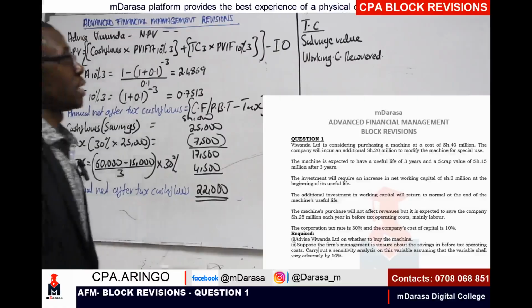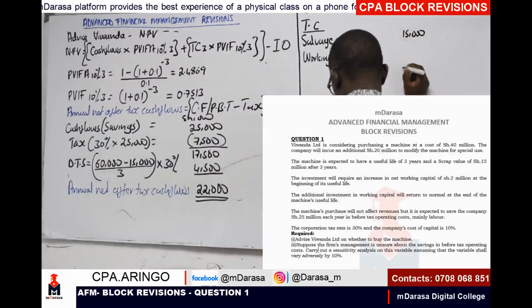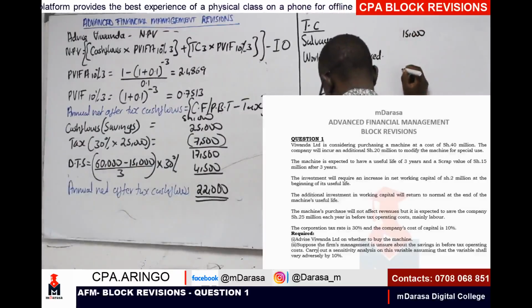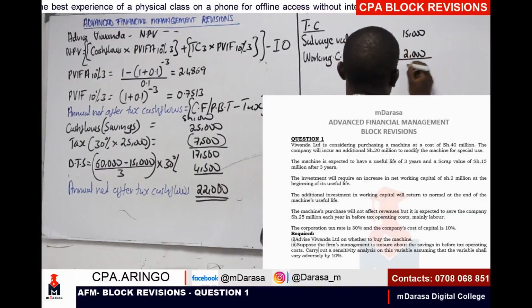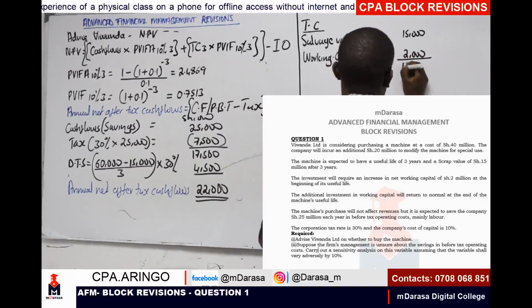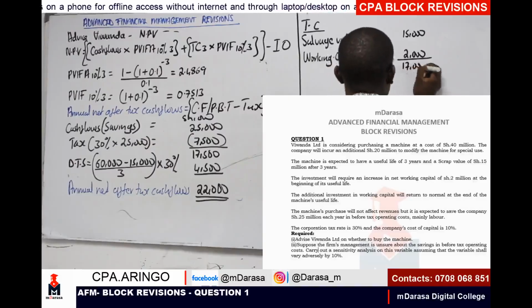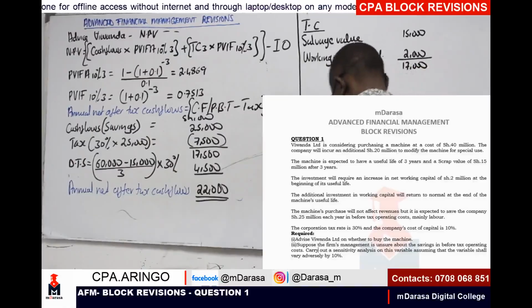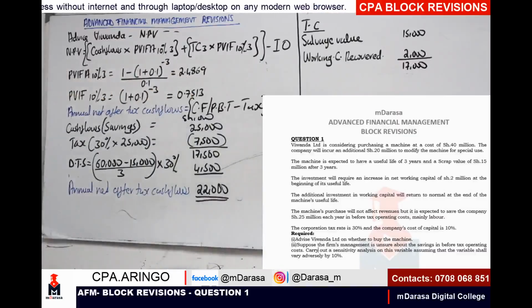So the salvage value was 15. The working capital recovered, we had 2. Remember, our figures are in thousands. This will literally give us what? 17. That will give us a figure of 17. So work it out.